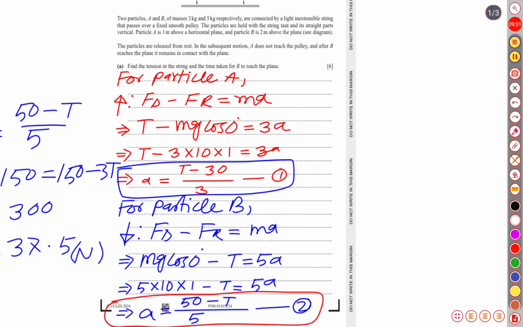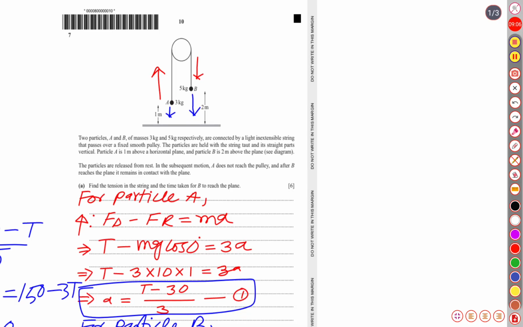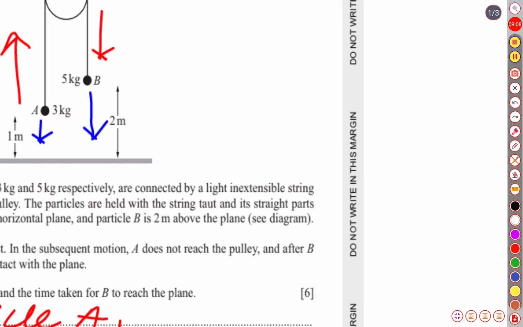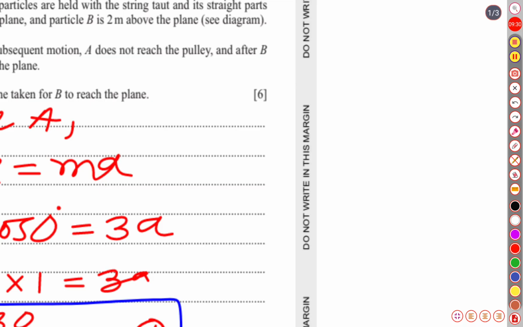Displacement is known to us from the diagram, where we can see that it is 2 meters. When B reaches the ground, the distance is 2 meters. So S is given, and the initial velocity was 0, as it was released from rest. Time is to be obtained, and acceleration is required. So let us find the acceleration.